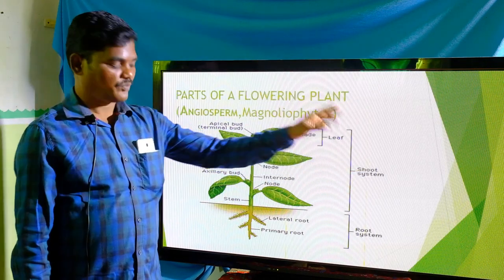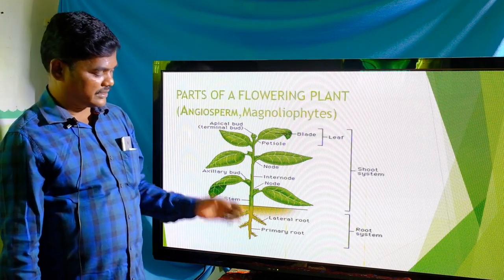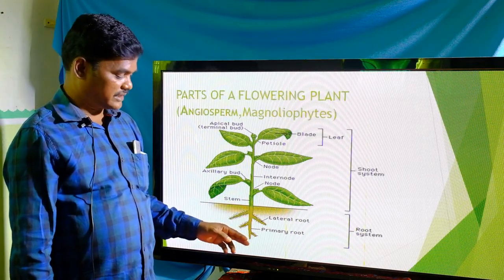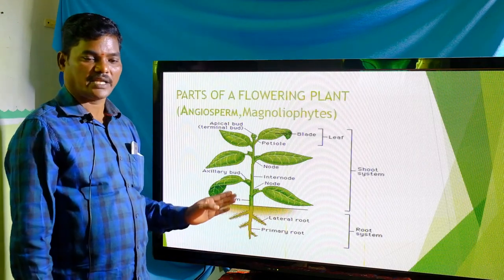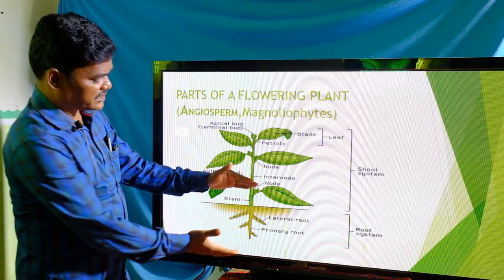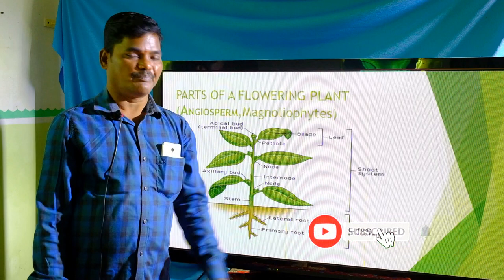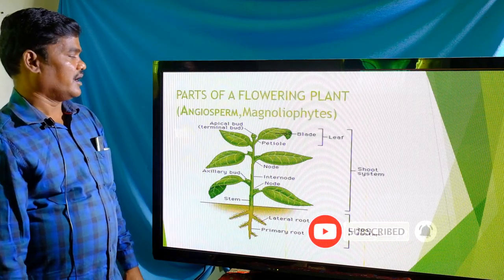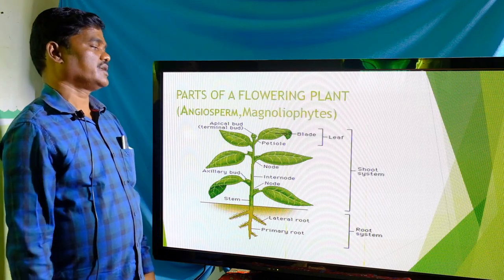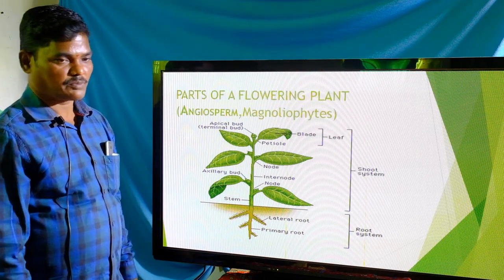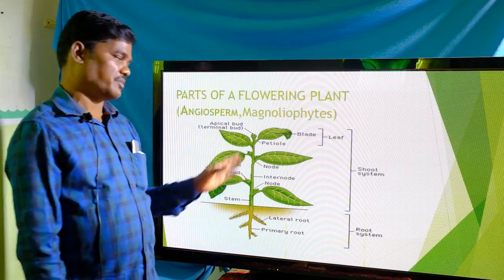which consists of the shoot system. Below the soil we have two parts, one is the primary root and the other the lateral roots. The primary root arises from the radicle. So all this comprises the root system. So this is the parts of the flowering plant. If you are asked the question, draw the flowering plant parts, you have to draw the diagram and label the parts.